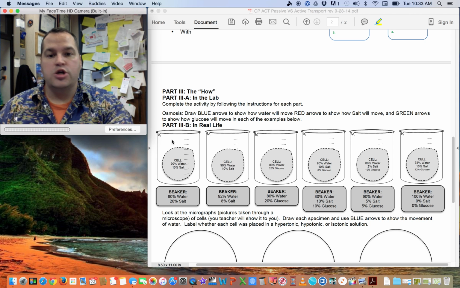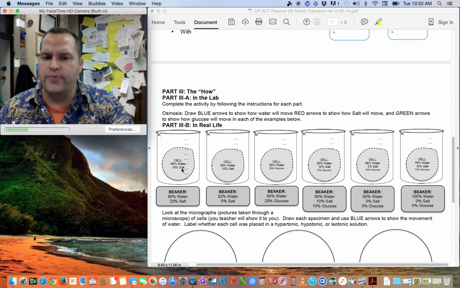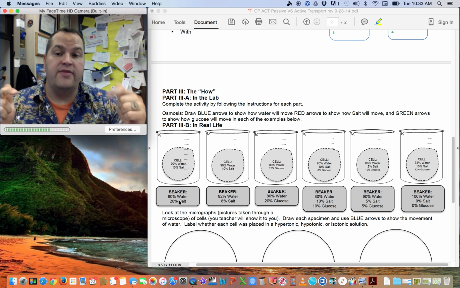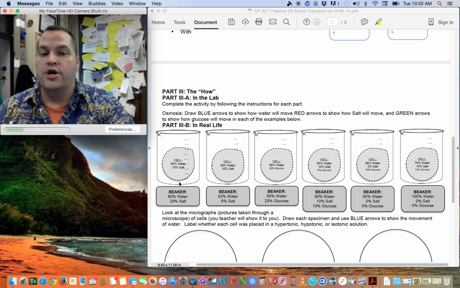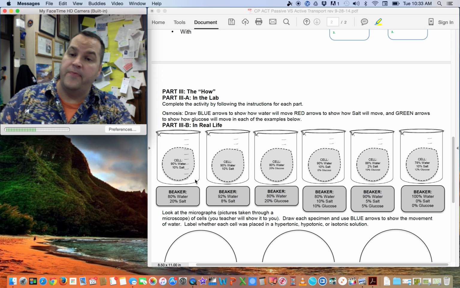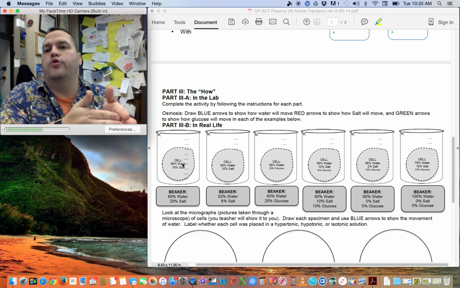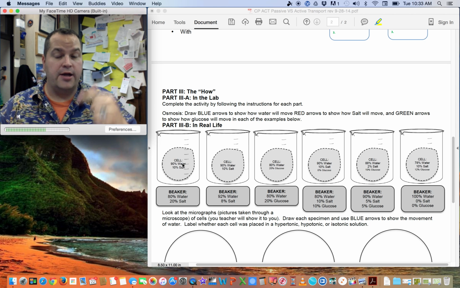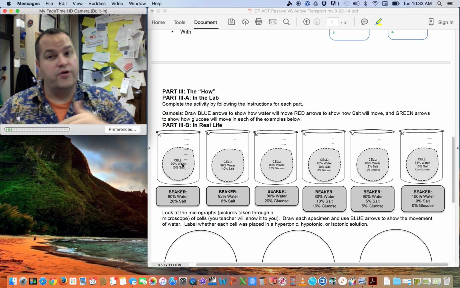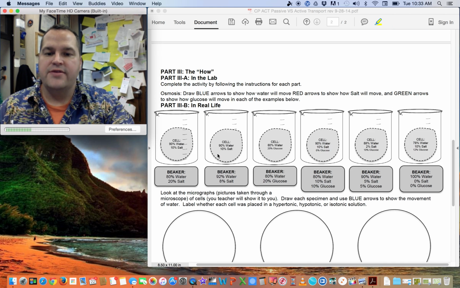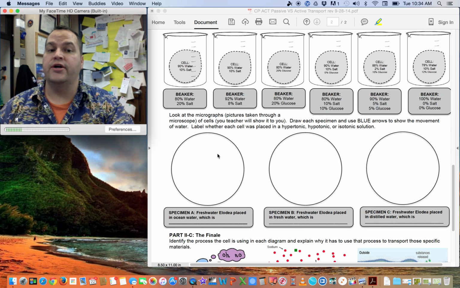That being said, salt has 10% in the cell, 20% in the beaker, which means salt's concentration is higher outside than in. It's going to go from high to low, so I would draw my red arrow from the beaker into the cell, because that's the direction salt would move. Okay, so keep in mind you want to go from high to low, so identify what's high and what's low.